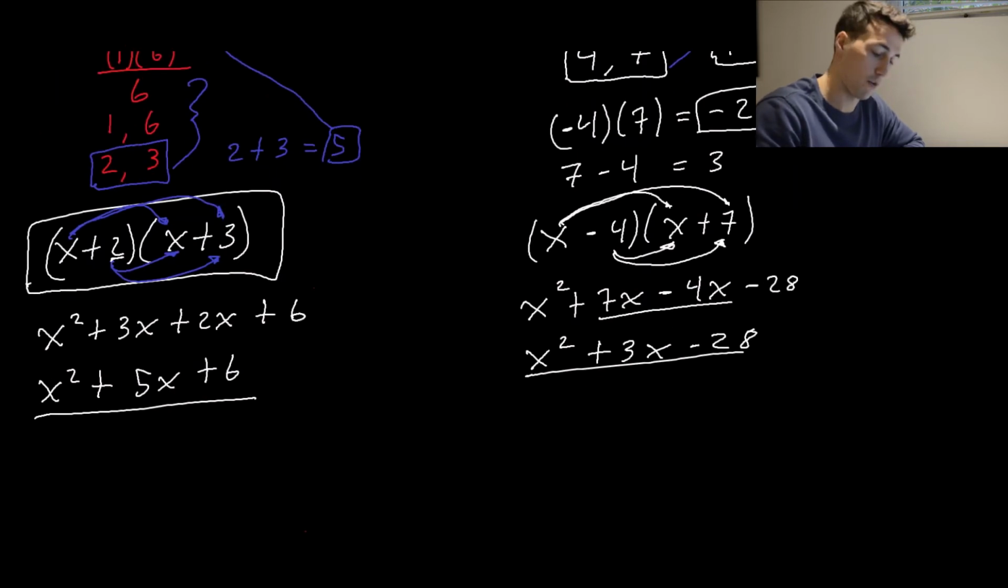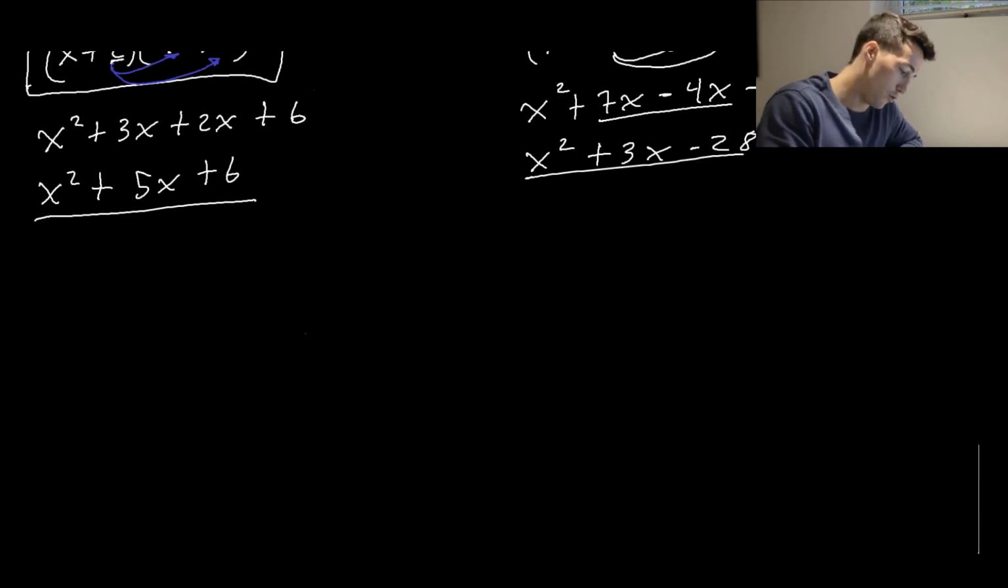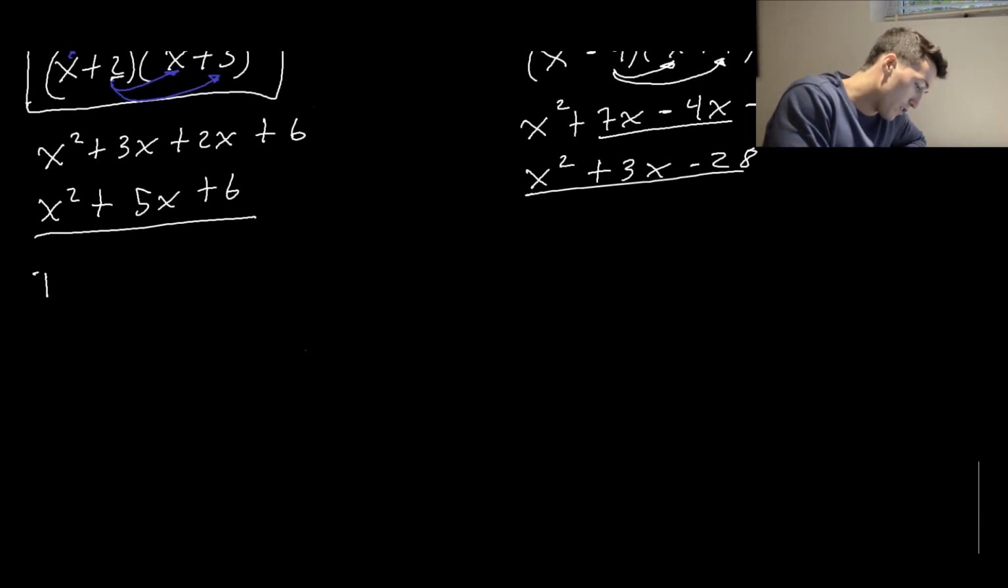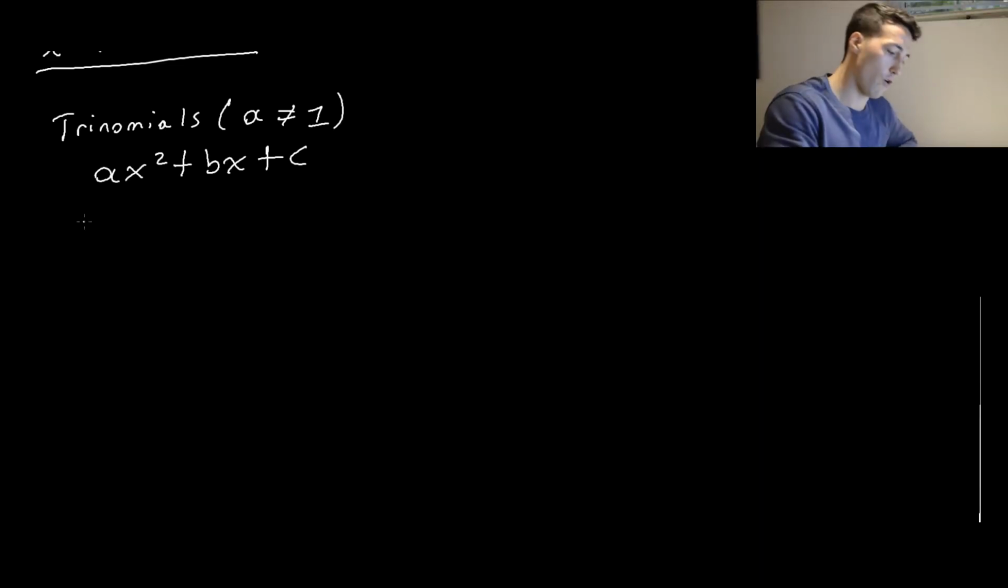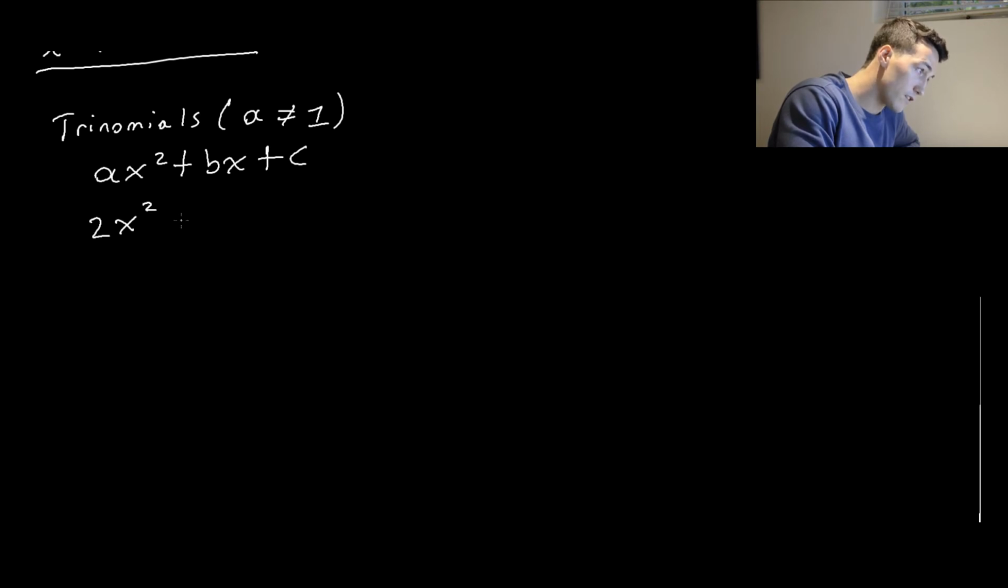So that was trinomials where a equals 1. Now we're going to go over trinomials where a does not equal 1. And they're still of the form ax squared plus bx plus c. So for this example, we'll go over 2x squared plus 5x plus 3.